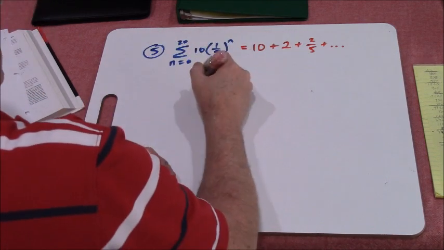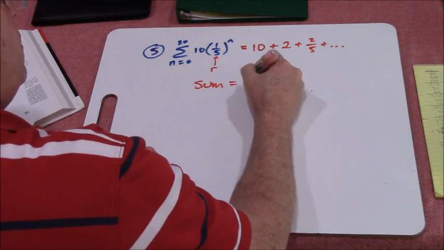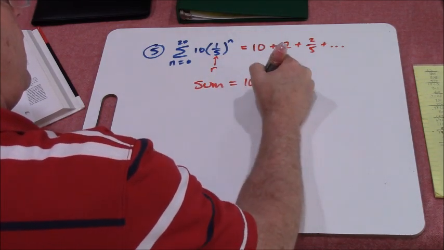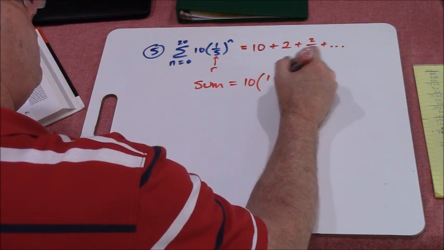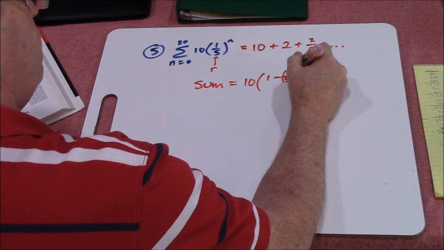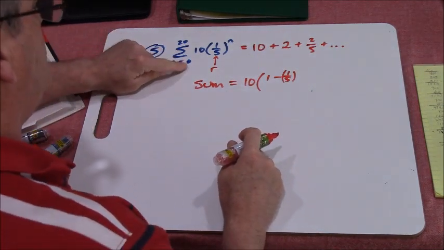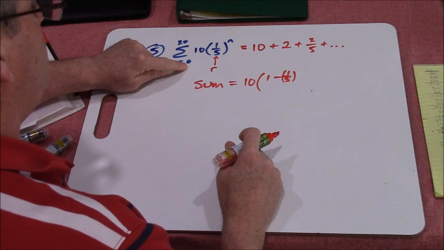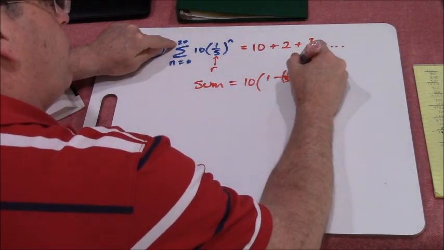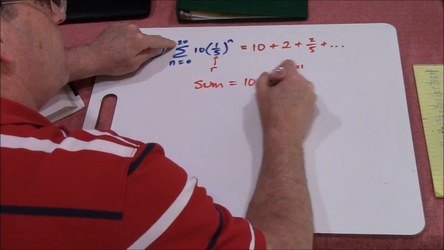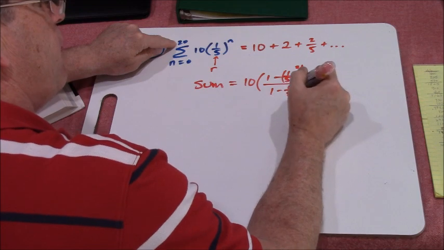So at this point, I could just say that the sum is the first term, which is 10, times 1 minus the R value, which is 1/5. That fraction raised to the, so we've got the same situation again. We're starting at 0, not at 1. So this is really 21 terms. So I want to raise this to the 21st power over 1 minus 1/5.